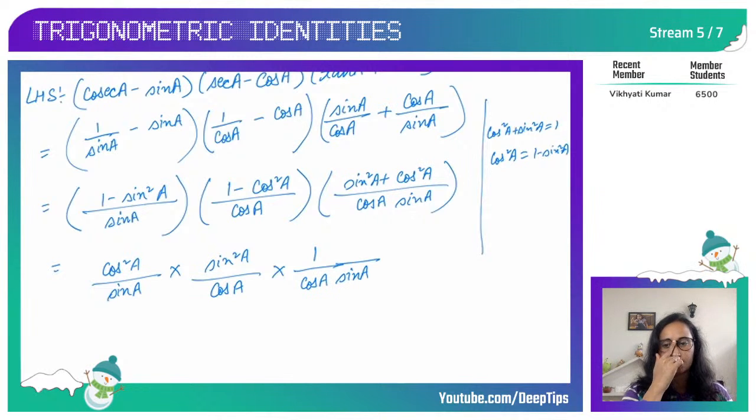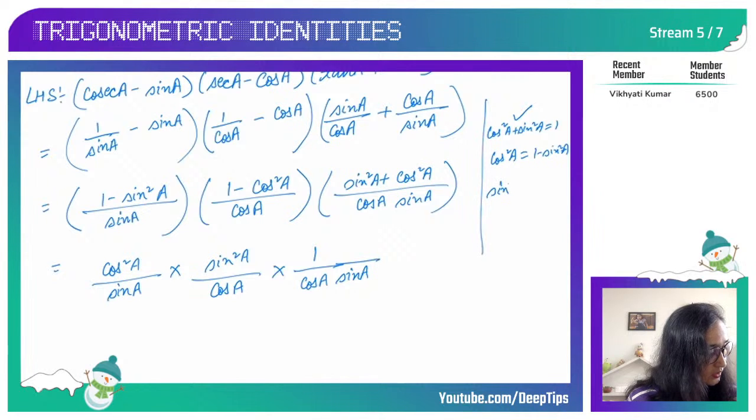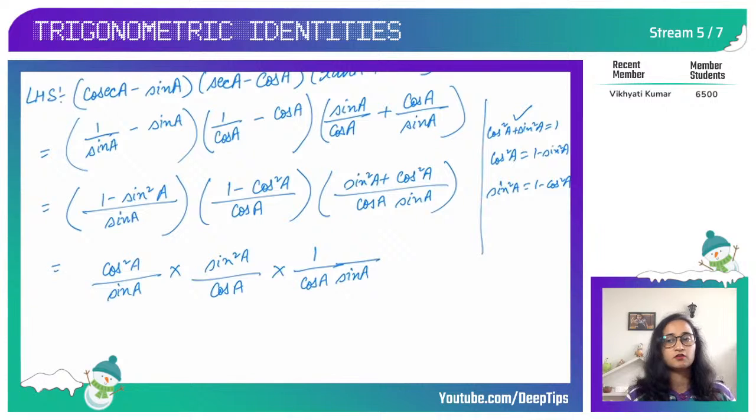And in the exams, it is very important to write the identities used. So if you are writing sine square A plus cos square A equals to 1, it is important to write it. If you are writing that sine square A equals to 1 minus cos square A, you are using these. So you just write all these.